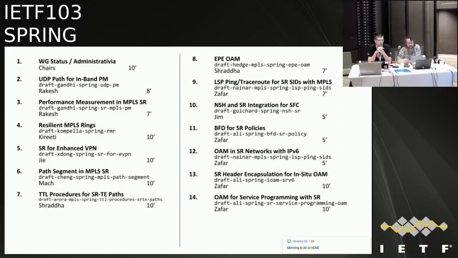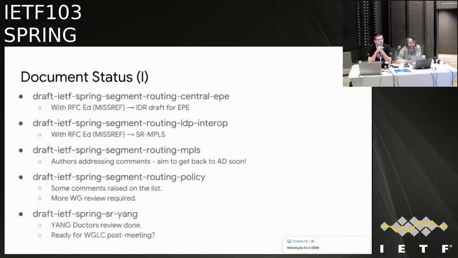So the documents that we have going, I kind of mentioned the progress on the working group items. We have a few documents that are with the RFC editor, which includes both the central EP and the LDP interop drafts. Both of these are currently blocked with missing references. The EP draft is on the IDR draft. The LDP interop is blocked on SRMPLS.